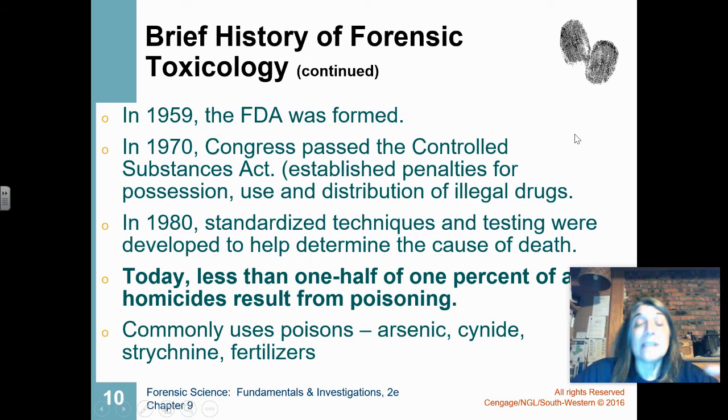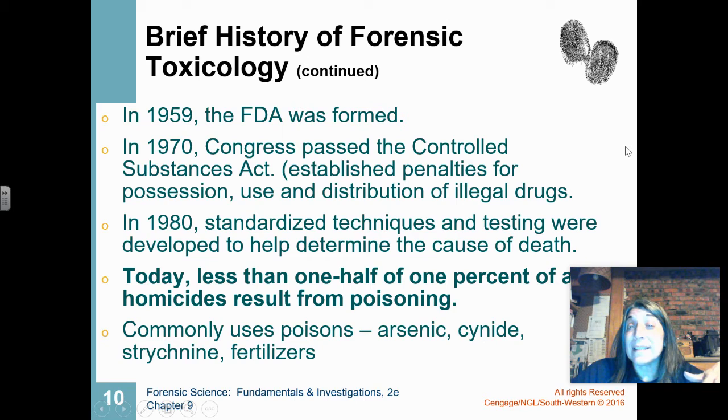In 1980, they started having more standardized techniques to test and determine cause of death. So it's fairly new technology. It's been in my lifetime, but it's obviously a lot more, what's the word, accurate today.